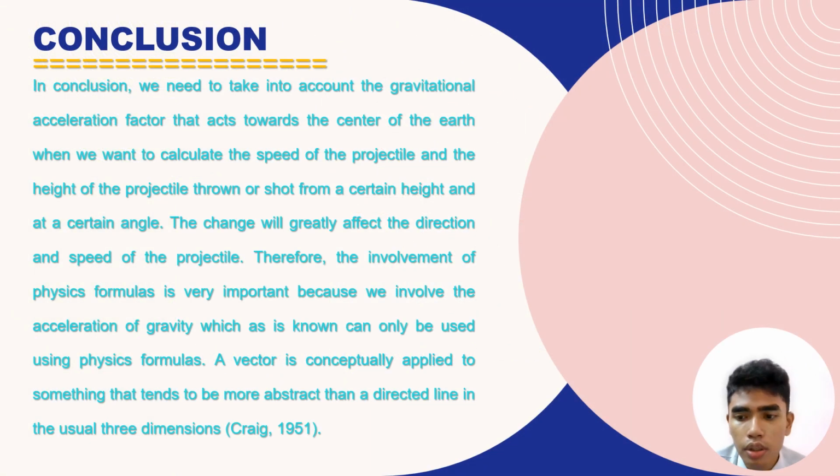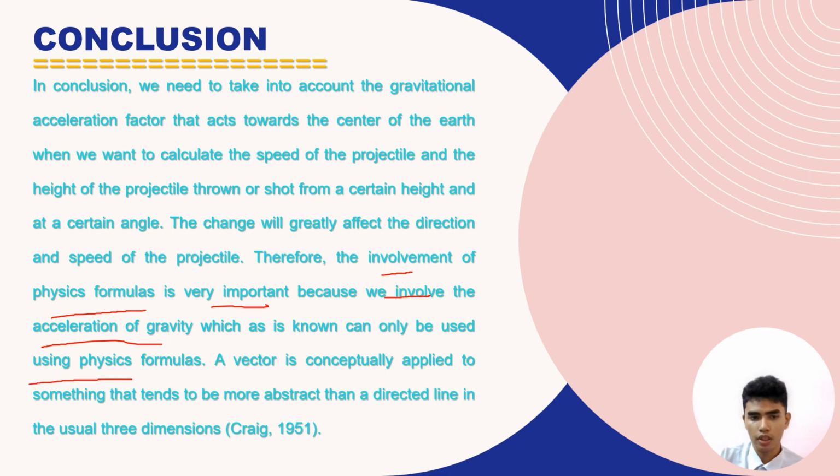So this is the conclusion of what we get. In conclusion, we need to take into account the gravitational acceleration that acts towards the center of the Earth when we want to calculate the speed and height of a projectile thrown or shot from a certain height and at a certain angle. The change will greatly affect the direction and speed of the projectile. Therefore, the involvement of physics formulas is very important, because we involve the acceleration of gravity. We cannot solve this with normal mathematics formulas.